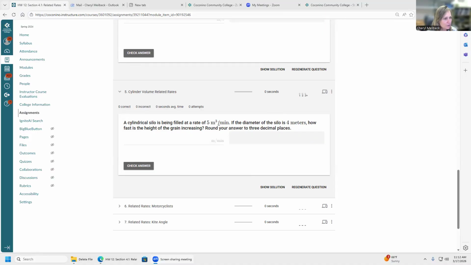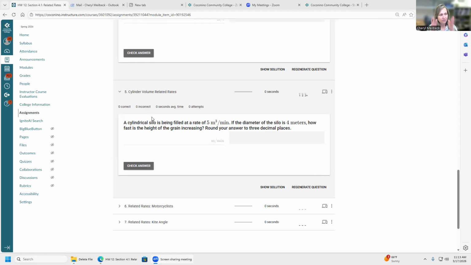On this one, this is number 5. A cylindrical silo is being filled at a rate of 5 cubic meters per minute. If the diameter of the silo is 4 meters, how fast is the height of the grain increasing? Round your answer to 3 decimal places. Now you'll notice here, since it tells us that we're increasing at 5 cubic meters per minute, we know that's a volume because it says cubic meters. Also, you're going to want to use your formula for volume of a cylinder, which you have in that handout or in the reference material I put in the announcements.